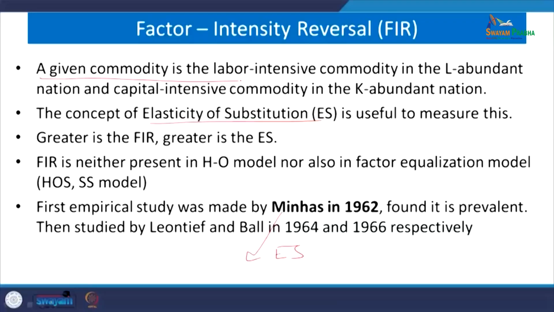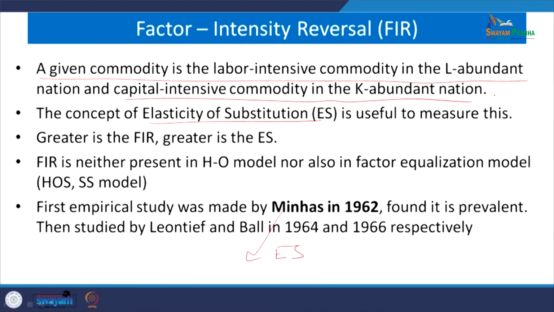But in HO theory, by strict assumption, one product should be labor intensive in one country and another product capital intensive in another country. Now this says a given commodity is labor intensive in the labor abundant nation, and the same commodity is capital intensive in the capital abundant nation. So they observe that a product cannot be defined as labor intensive in just one country; the same product can be capital intensive elsewhere, whereas the assumption is that the same product should be labor intensive in both countries, which is not validated.